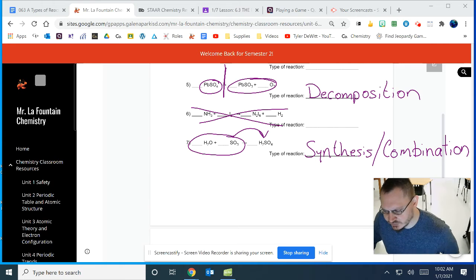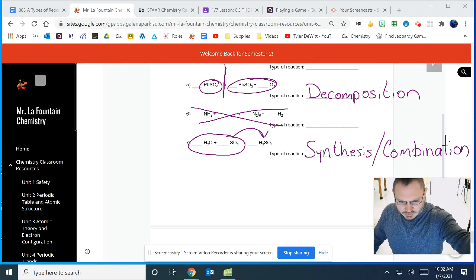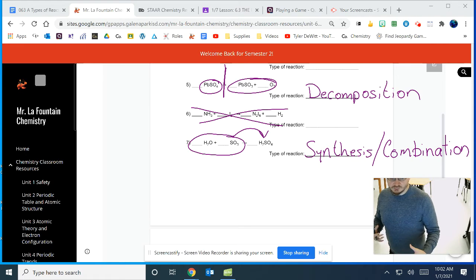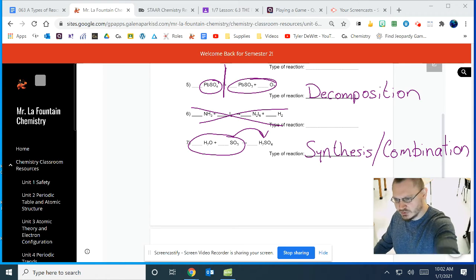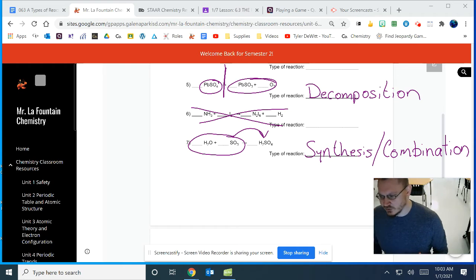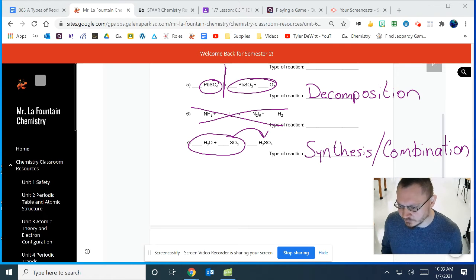Why I skipped number 6 is we already did a single replacement one. I just wanted to show you the difference, to compare a decomposition with a synthesis reaction, and show how they are kind of opposites, where if I have one thing breaking into two, that's decomposition. And if I have two things turning into one and combining, I have a synthesis or a combination reaction. All right.